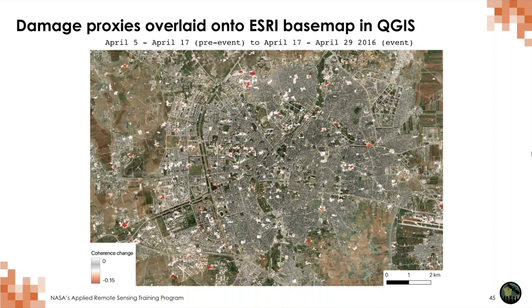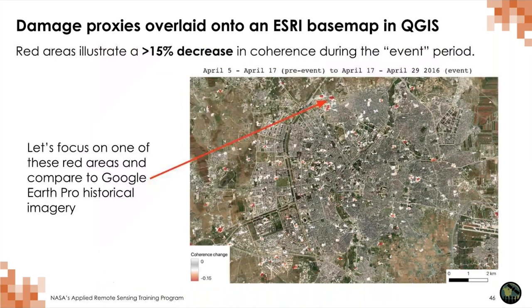And what we're going to do now is investigate some of those patches, because these data can help guide our analysis of things like high-resolution optical imagery. So if we look at this first area, which is a greater than 15% decrease in coherence during the event period, we can focus in on it and compare to some historical very high-resolution optical imagery that's now freely available in Google Earth Pro. We'll just do this to illustrate the process of guiding image analysis using InSAR coherence change.